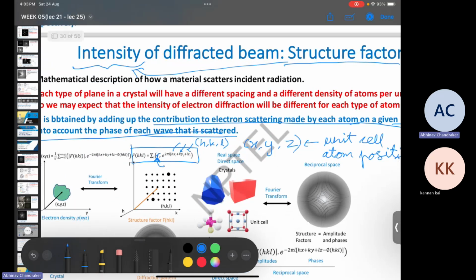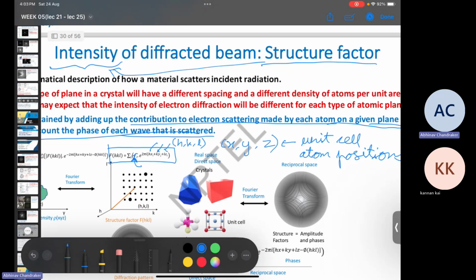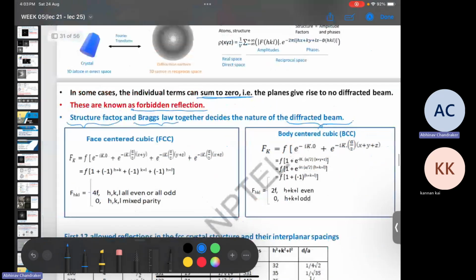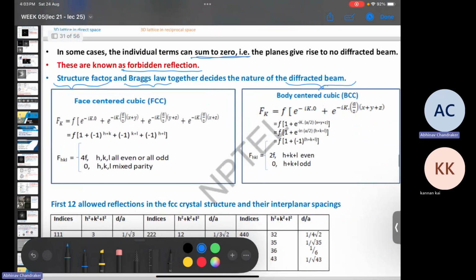So if you make this calculation of adding up small f into e raised to 2 pi i into hx plus ky plus lz for the different positions of the atoms in the unit cell, then what you get is called the structure factor. And I won't do the calculation, but consider an FCC crystal. We know that in an FCC crystal, the atoms sit at the face center, right?